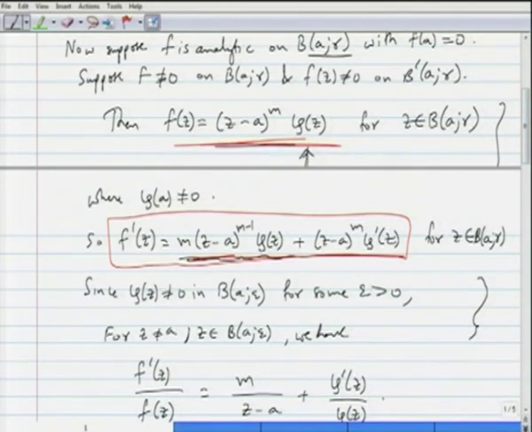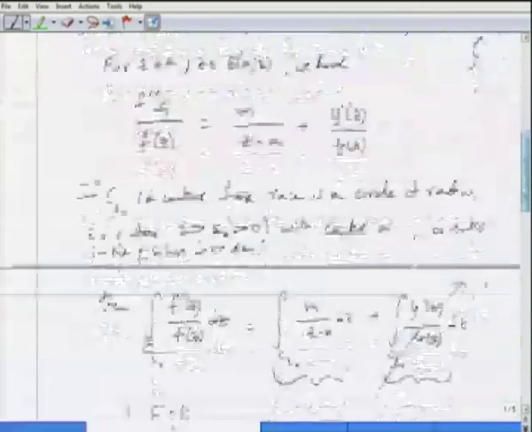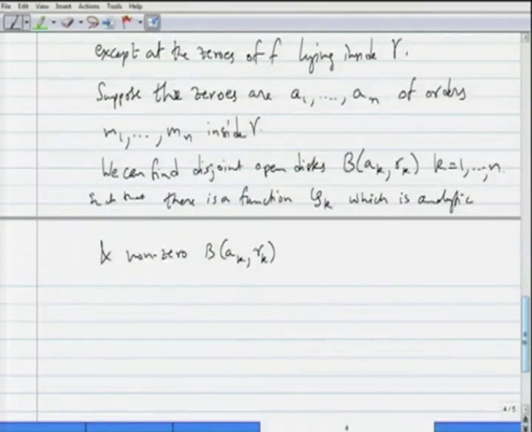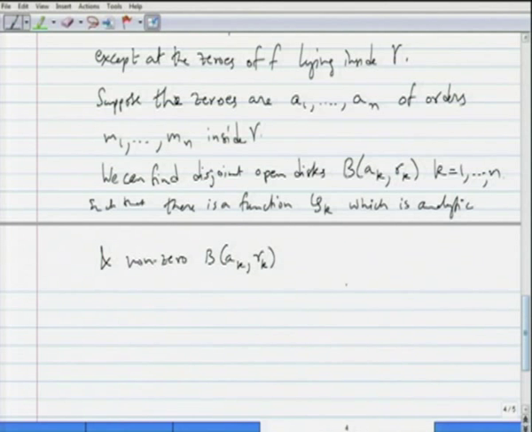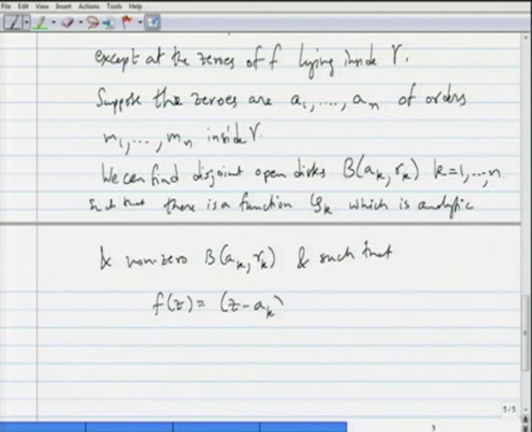Okay, I am considering this kind of factorization, and I am considering that function phi, indexing them by k. So, there is a function phi k which is analytic and non-zero in B(a_k, r_k), such that f(z) is (z minus a_k) to the power m_k times phi_k(z) for z belonging to B(a_k, r_k). So, this is true locally, or in a small neighborhood of these zeros a_k.